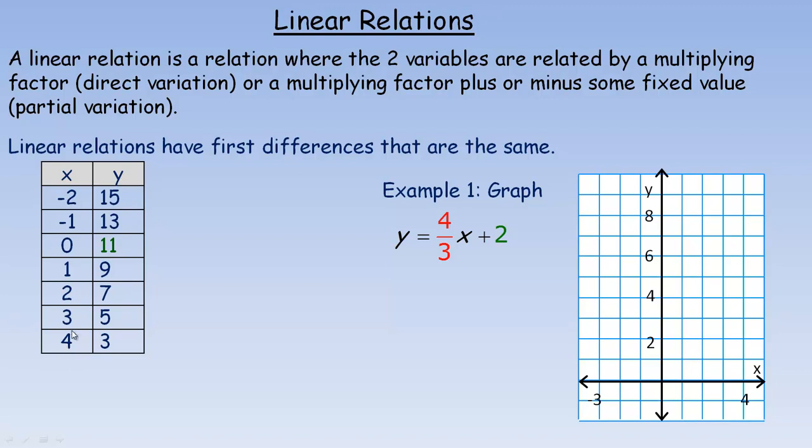But they don't always have to go up by 1. They could go up by 2 or 5, as long as they're going up by the same amount, it's okay. So once you identify that the x variable, or whatever's on the left, is going up by 1, look at the changes in y. So from 15 to 13, it's going down by 2. From 13 to 11, it's going down by 2.